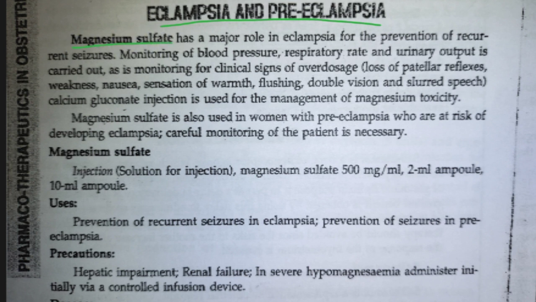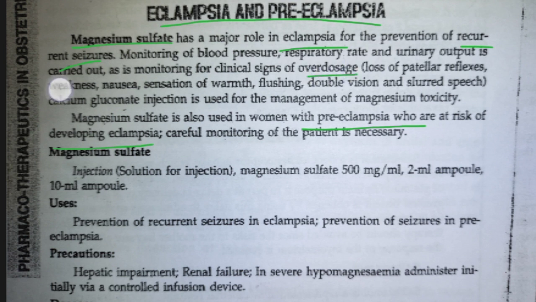Eclampsia and preeclampsia. Magnesium sulfate is the medication provided for this condition and it works effectively on this. This medication is given to a person who has eclampsia, recurrent seizures, and a person who has preeclampsia, and there is a chance that it might develop into eclampsia. For these patients, we will provide this magnesium sulfate, and after administering this medication, the patient should be under observation because the side effects of this medication are seen widely. For many patients, the side effect is seen mainly because of overdosage.